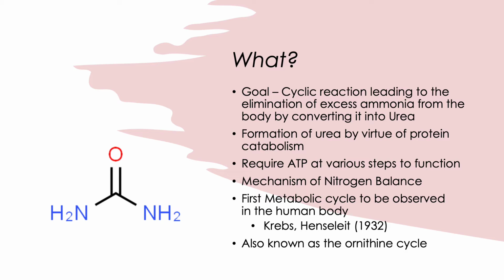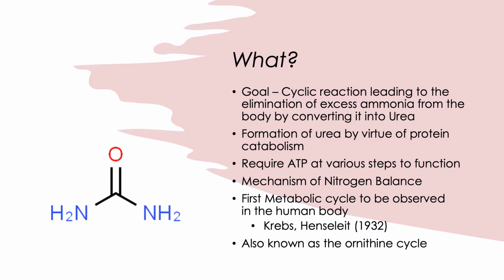The urea cycle was the first metabolic cycle to be observed in the human body in what could be considered a photo finish. The urea cycle was discovered in a matter of days before the aptly named Krebs cycle by Krebs and Henseleit in 1932. And yes, I mean that Krebs. The person who discovered this cycle later had the citric acid cycle named after him. And for anyone unfortunate enough to become very acquainted with the Krebs cycle, you should be very familiar with that name.